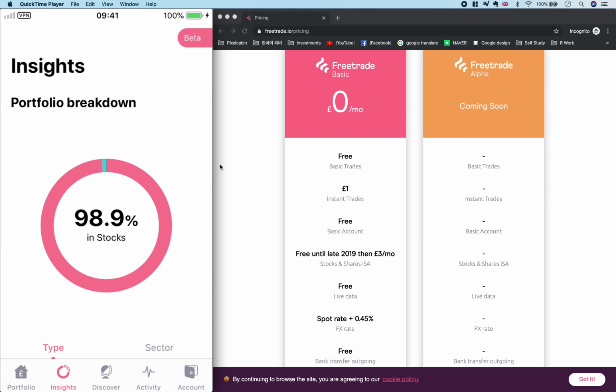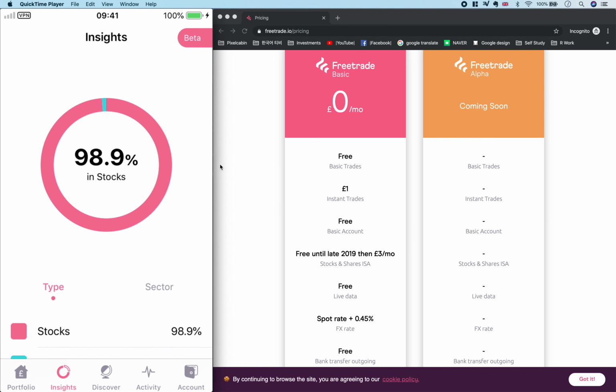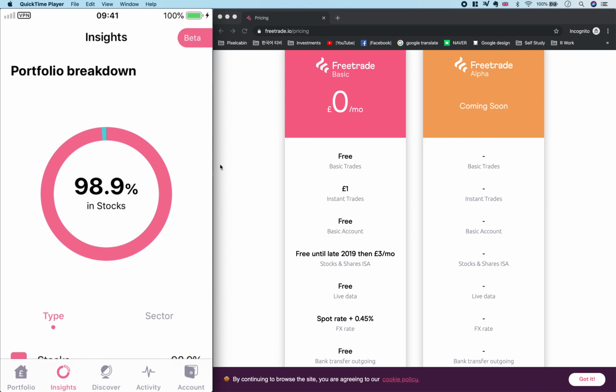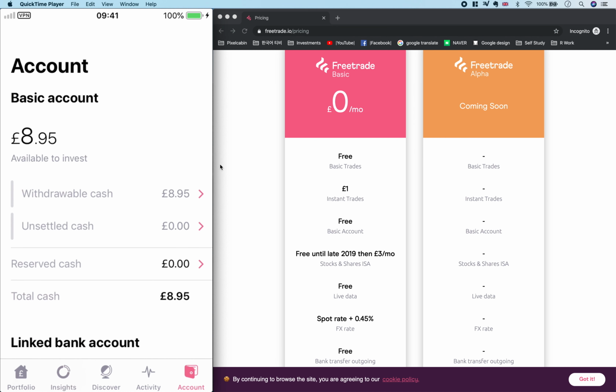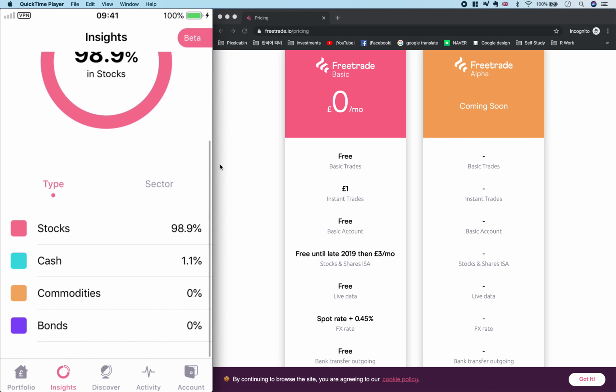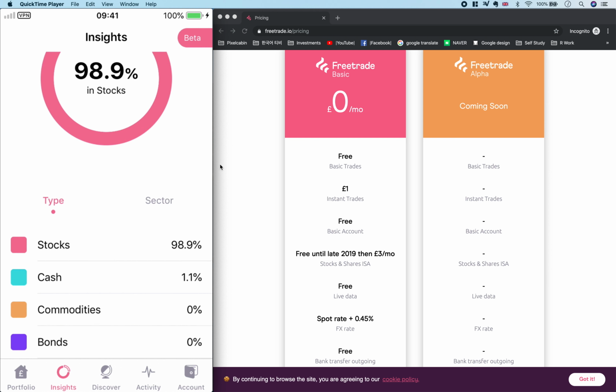One nice feature that I've seen recently, and it's in beta mode, is a breakdown of the portfolio. So we can see that most of my money is in stocks, and that was obvious because I had just under £9 available to invest. And we can also see that we've got different types, so stocks, cash, etc. And then we have the types of sectors as well. So that's a really nice breakdown to see how diversified you are within the account.